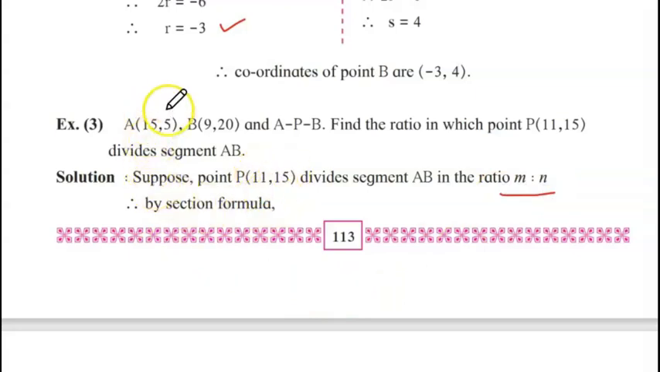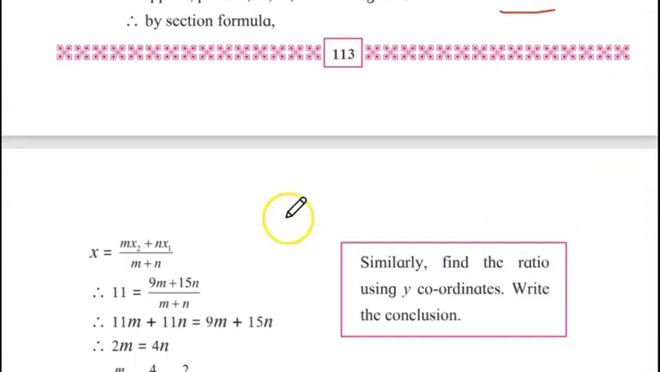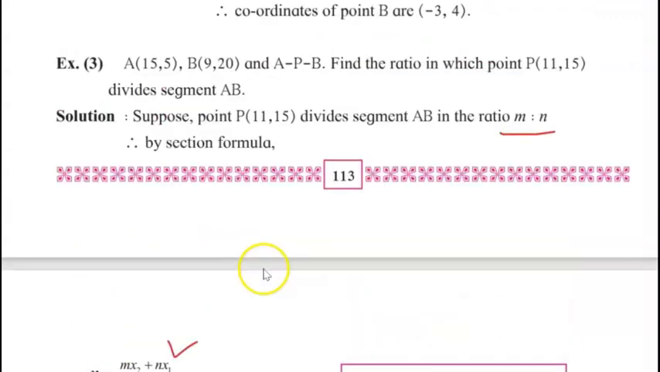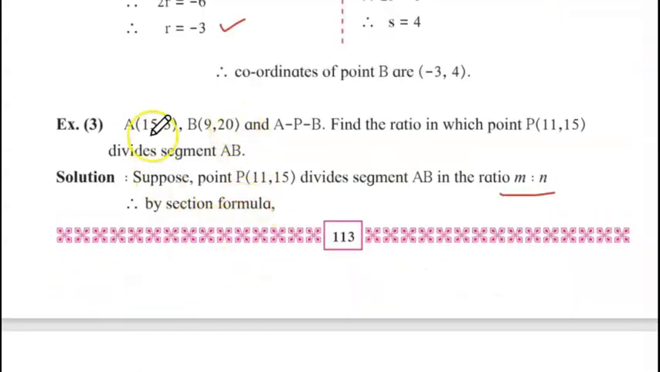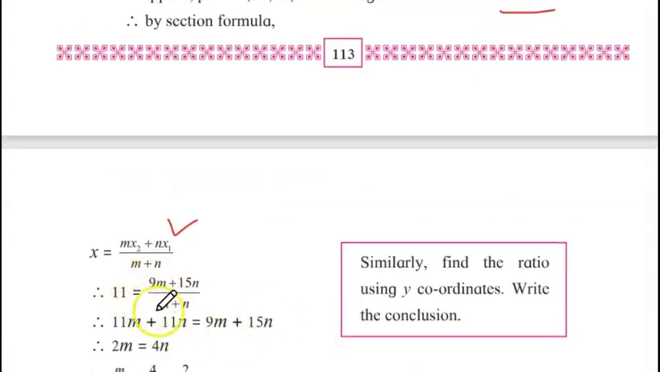Next, x1, y1 are known, x2, y2 are known. In the section formula, we will consider the x coordinate; you can consider y also. Here x is equal to (mx2 + nx1) upon (m + n). x is known to us. What is that? The x coordinate of the point P is 11, and x2 is 9, x1 is 15, so that is (9m + 15n) upon (m + n).